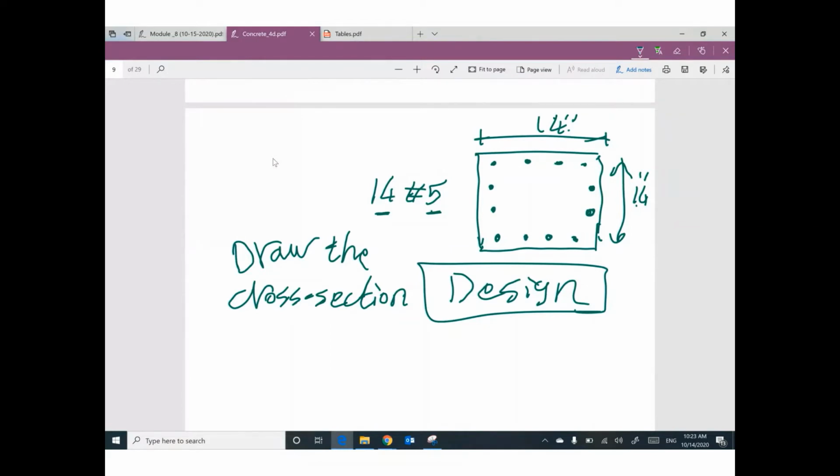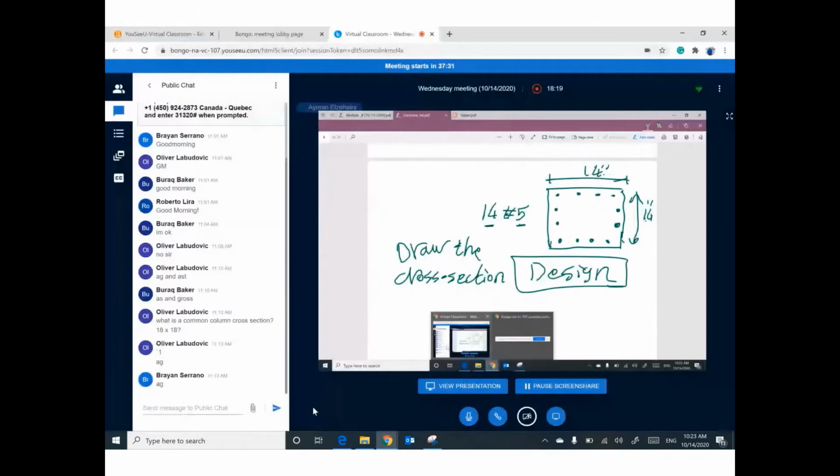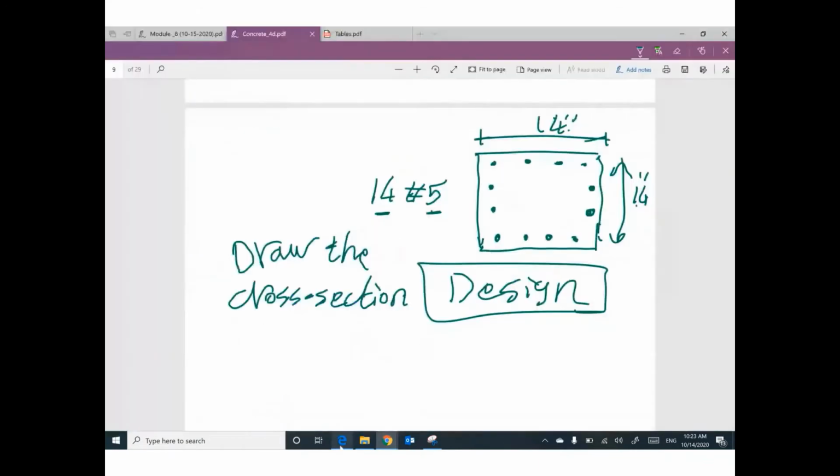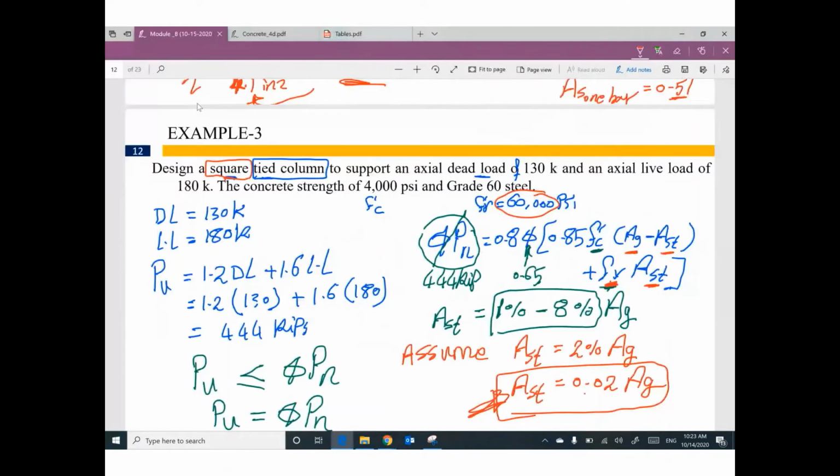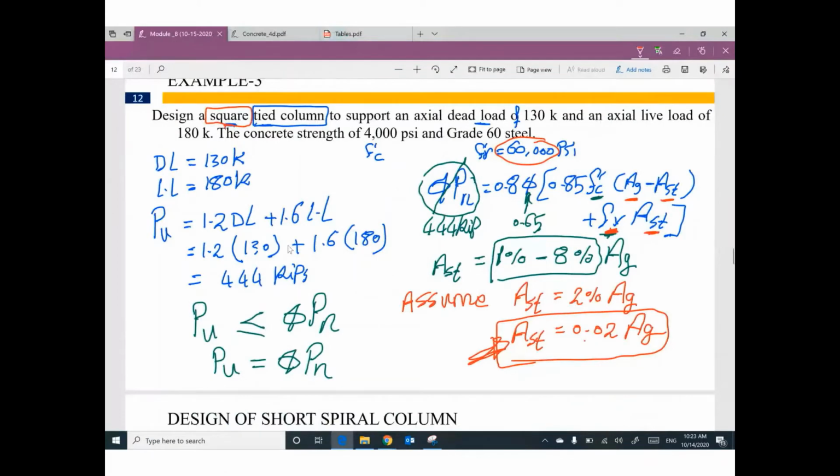Anybody has any question? You have any question? It's a piece of cake. Let me ask you a good question. Anybody can tell me what is the big issue? What is the big concern to design a column? This problem, what is the issue? What do you think? What is the big issue? What is the most difficult part in your design? Any answer?